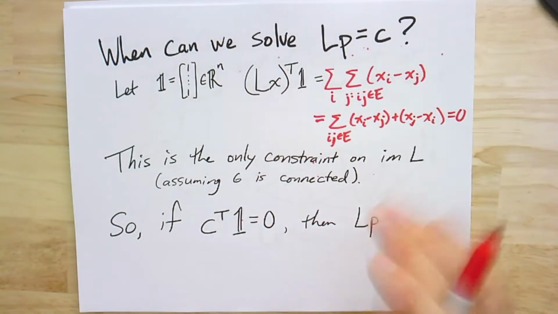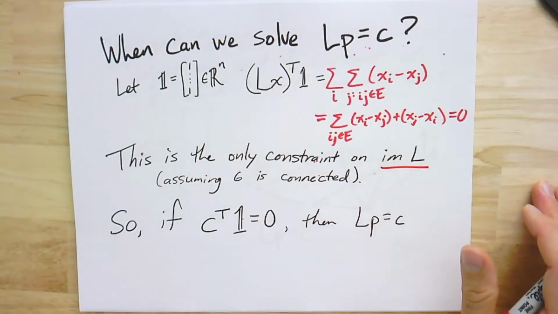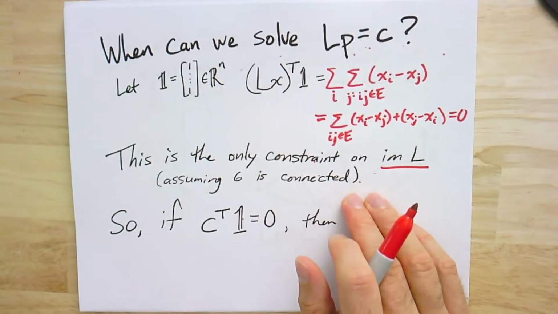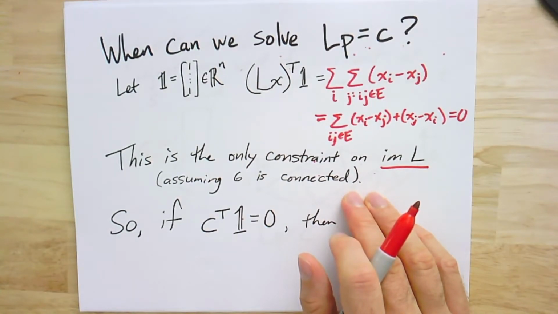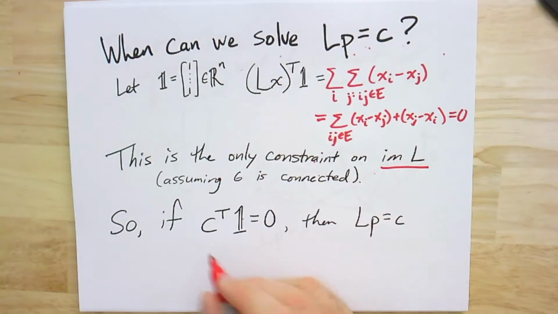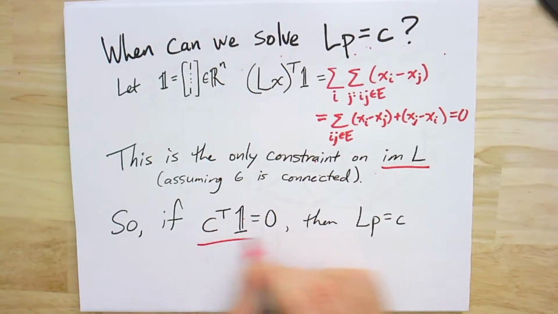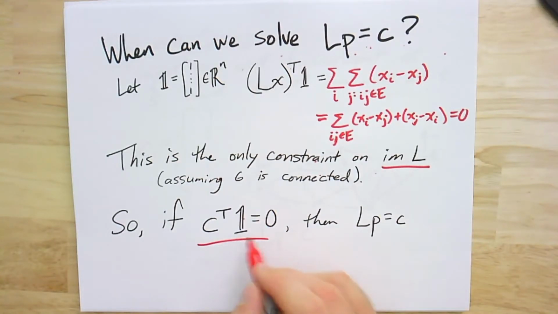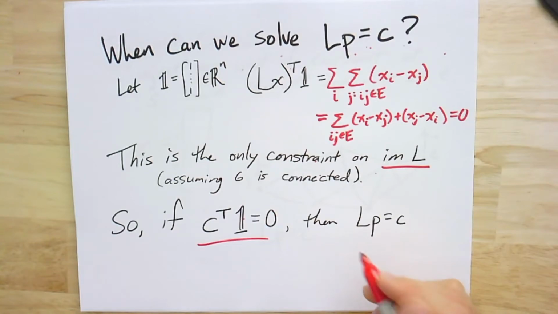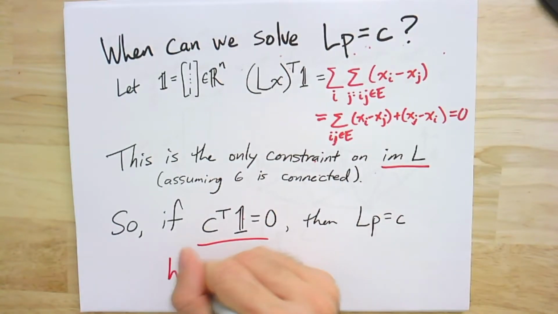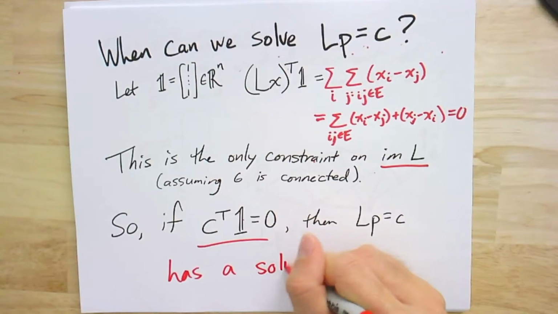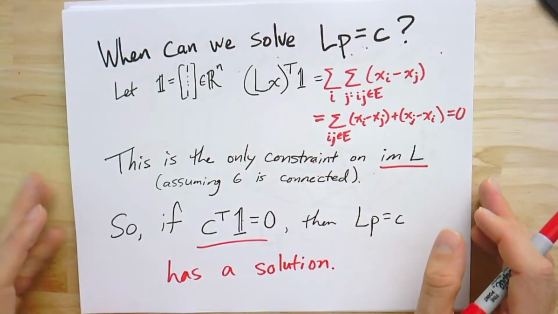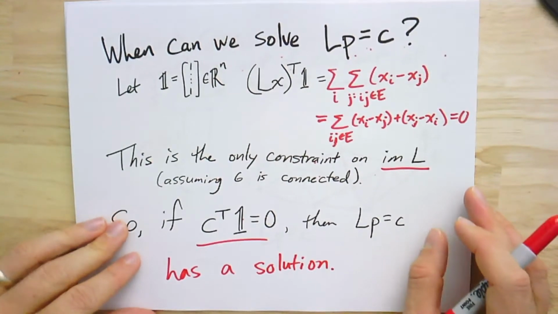But in fact, this is the only constraint that we would put on the image of L, as long as G is connected. So if G is connected, this is the only linear constraint that you need on the image of L. And so if you have any net current that sums to 0, then this linear system has a solution. So that's good. We can at least know very quickly whether or not we should be able to solve it.